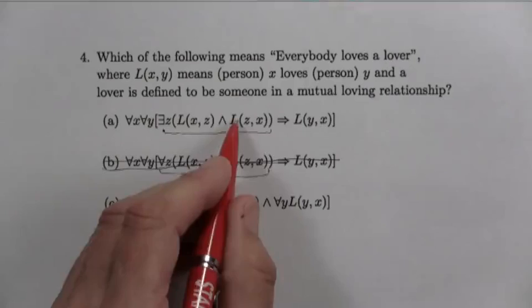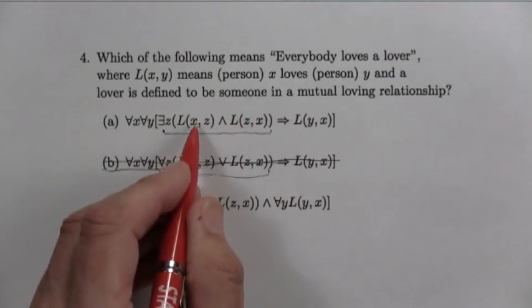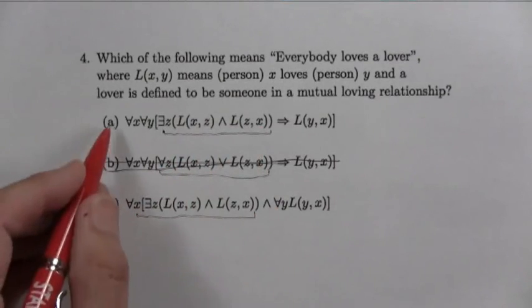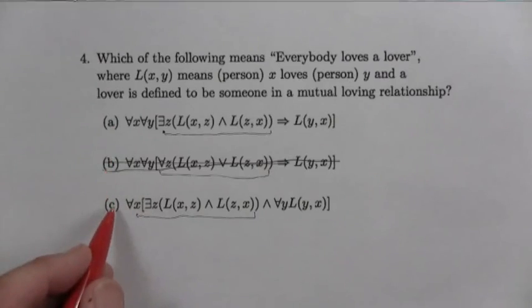X is in a relationship with some Z and it's mutual. X loves Z and Z loves X. The same clause here. So the choice is between A and C. Well, let's look at what A says.